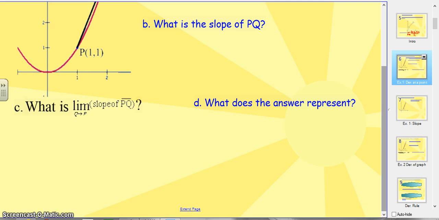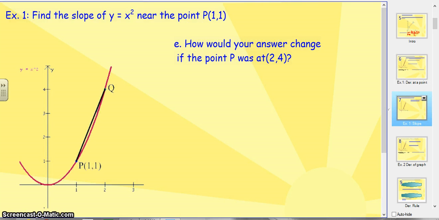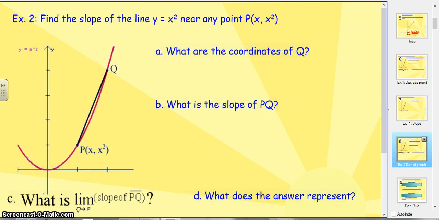In the second example, it says find the slope of the graph, a line, actually it should be a parabola, y equals x squared, near any point. Basically, I'm going to pick any point on the curve and I want to know what the slope is. First, what are the coordinates of Q? Well, P is x and x squared. For Q, we're going to go over a little bit of a distance and we're going to call that h.